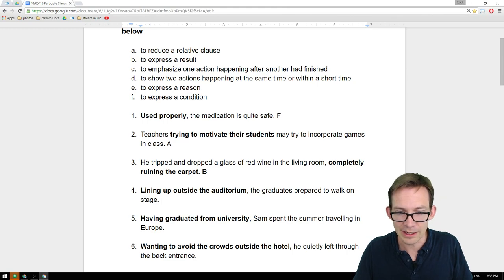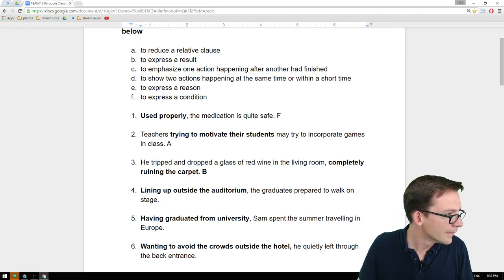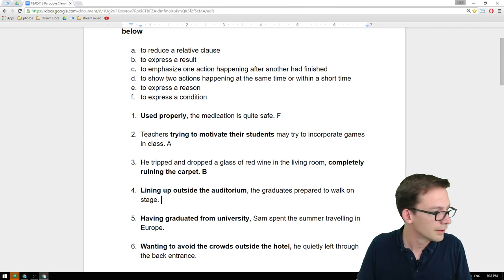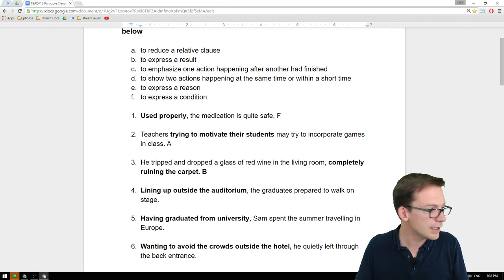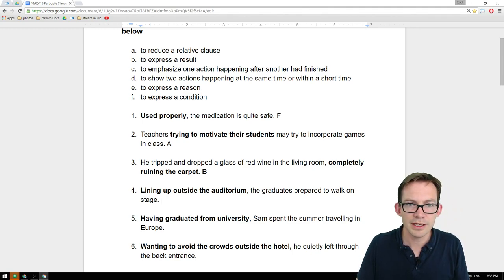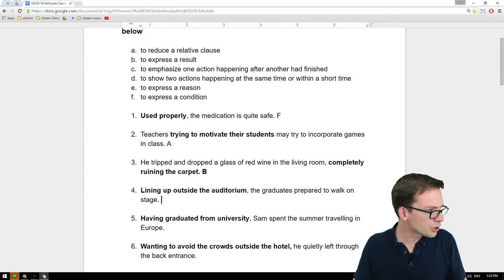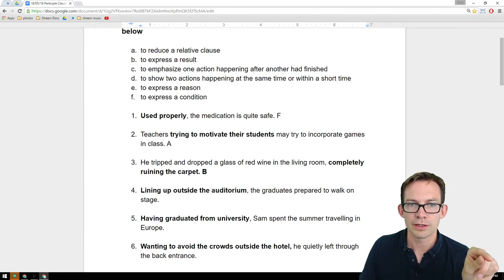Number four says, lining up outside the auditorium, the graduates prepared to walk on stage. So what is the function of number four? Again, Luciana says D. What else do we have here? Kayo is saying B, maybe, or E. I wouldn't say it's B for number four. Che says C. Now, for number four, Che, I wouldn't say that number four is two actions and one thing happening after another.